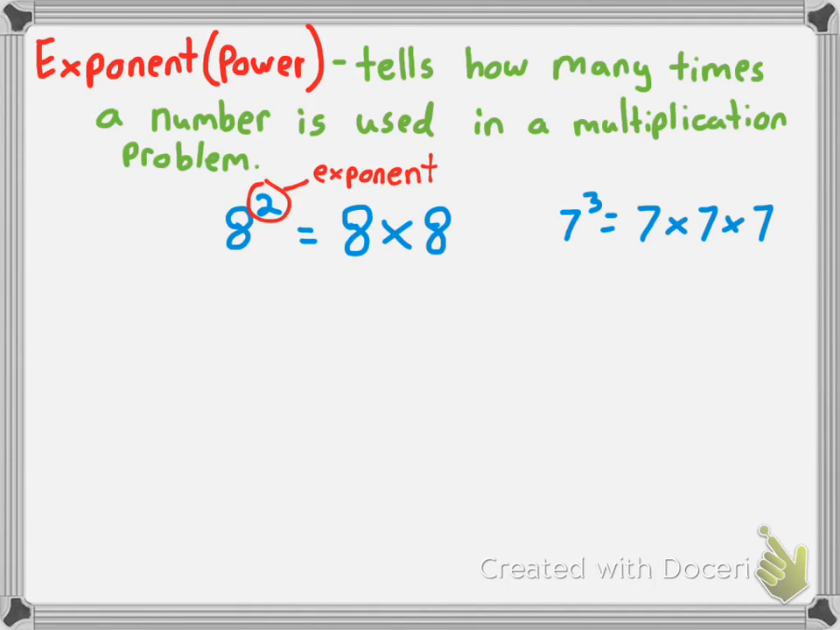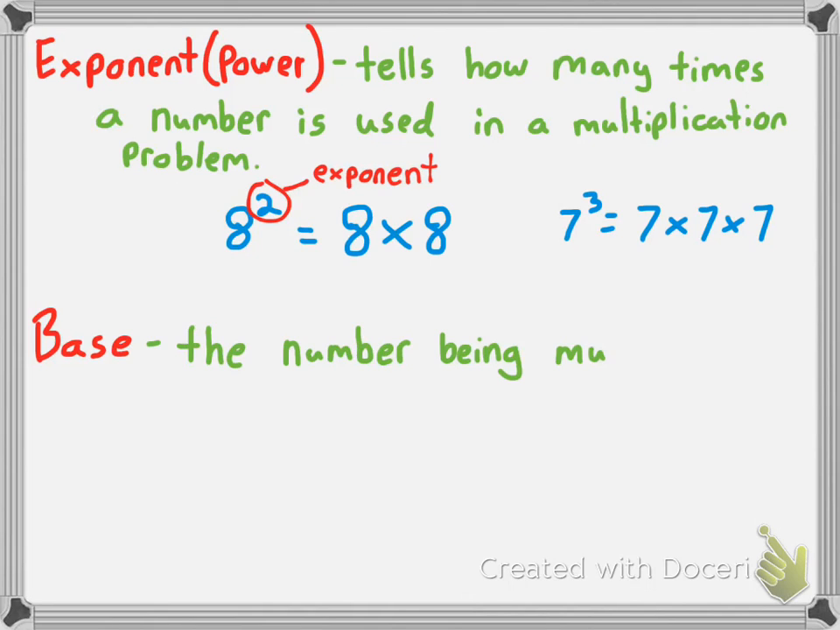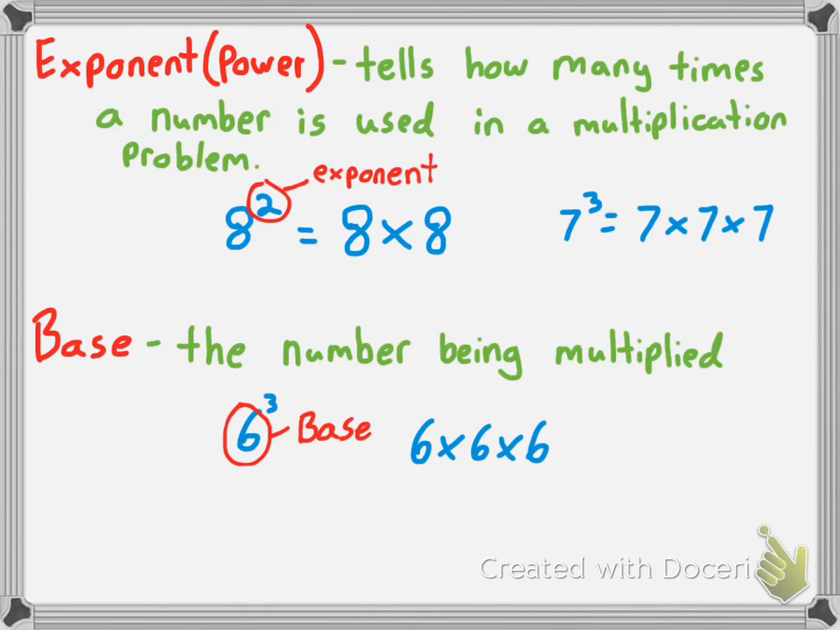So if we know that little number up top is called the exponent, then the base is the number that's being multiplied. So if I have 6 to the third, we know that the 3 is the exponent. That means that the 6 is our base number. That's the number that's being multiplied.